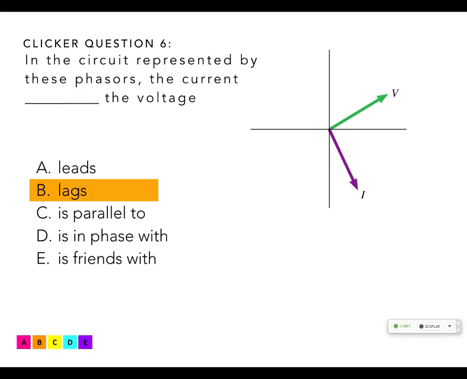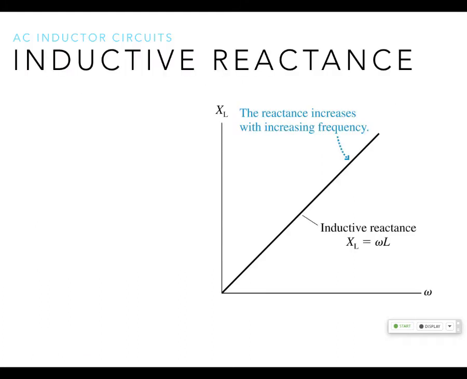X sub L, okay? So that means we now have a way of seeing how an inductor acts like a resistor. That is the inductive reactance. And what would you say about the inductive reactance here? How does reactance relate to the frequency? As you increase the frequency, what happens to the reactance? It gets bigger. And what would be the mathematical relationship here? Proportionality. Proportional, linear, yeah? Okay, so it looks something like this.